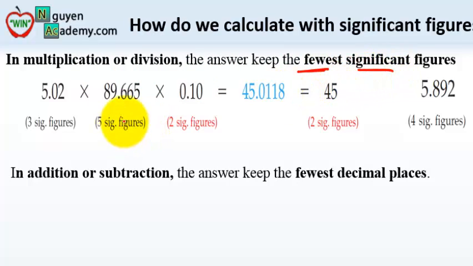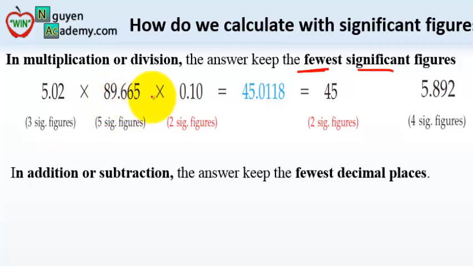Here we have an example. We have 5.02, that is 3 significant figures because when a number is larger than 1 and it has a decimal, all digits are significant. So it's 3. Same thing in this case. That decimal makes all the digits significant.